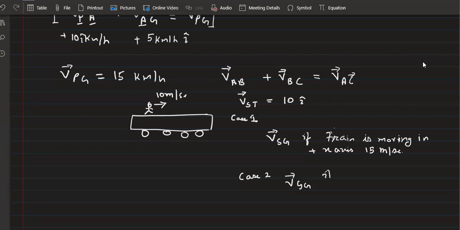If the train is moving in the negative x-axis with a velocity of 20 meter per second. Okay, everyone tell me. It's meter per second. Where is the unit?